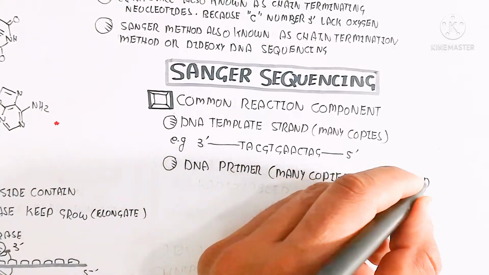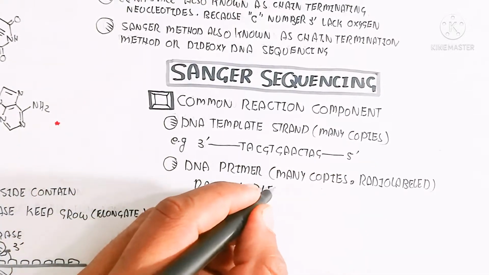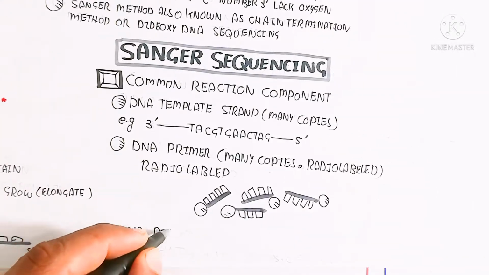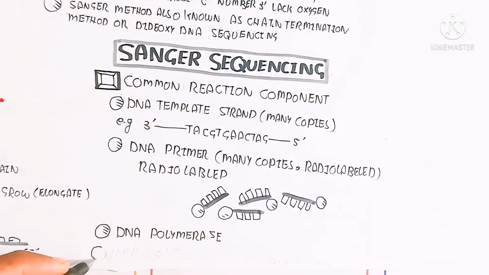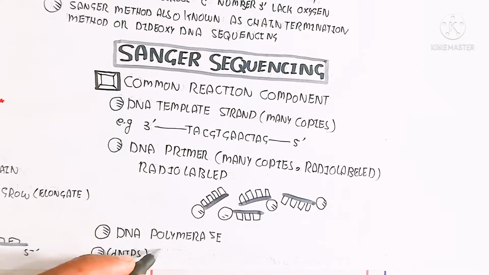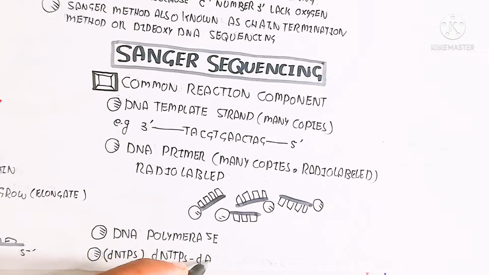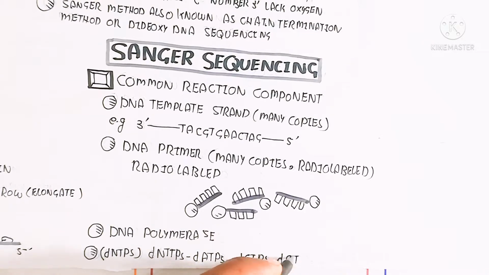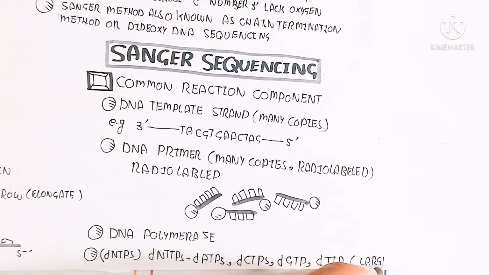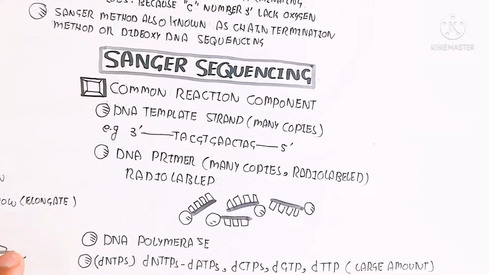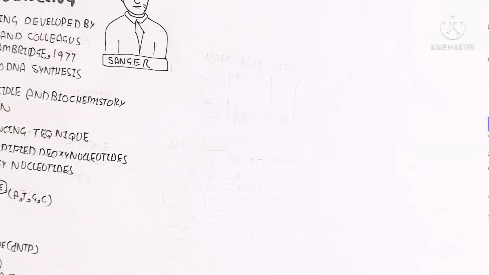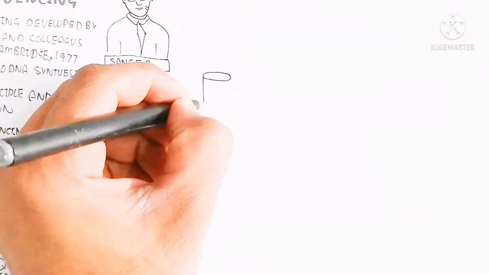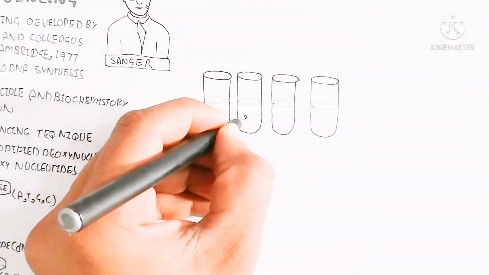The radiolabeled primer will show the amplification of the gene and show the color, and we can say that this color is the segment of DNA after synthesis. The DNA polymerase is also important, as well as the nucleotides, dNTPs: dATP, dCTP, and others. A large amount of these nucleotides should be present, because the synthesis of the DNA requires these nucleotides.